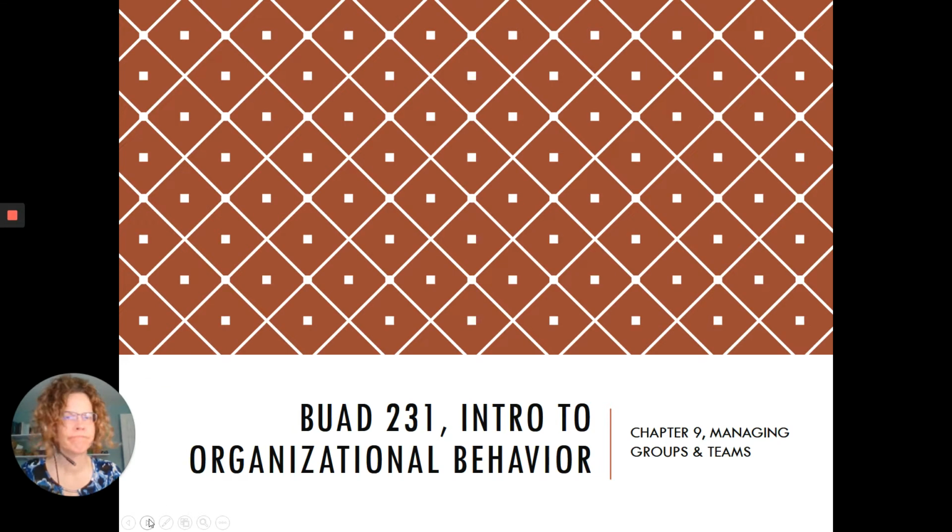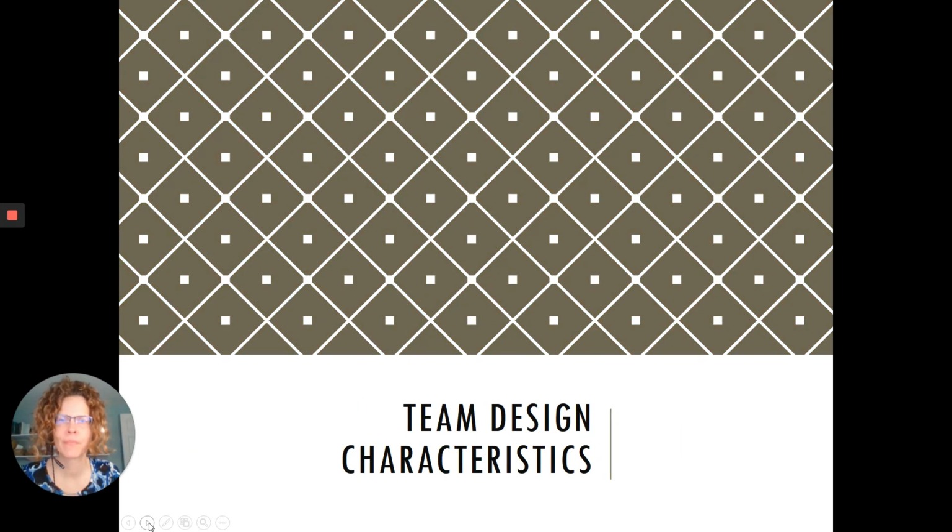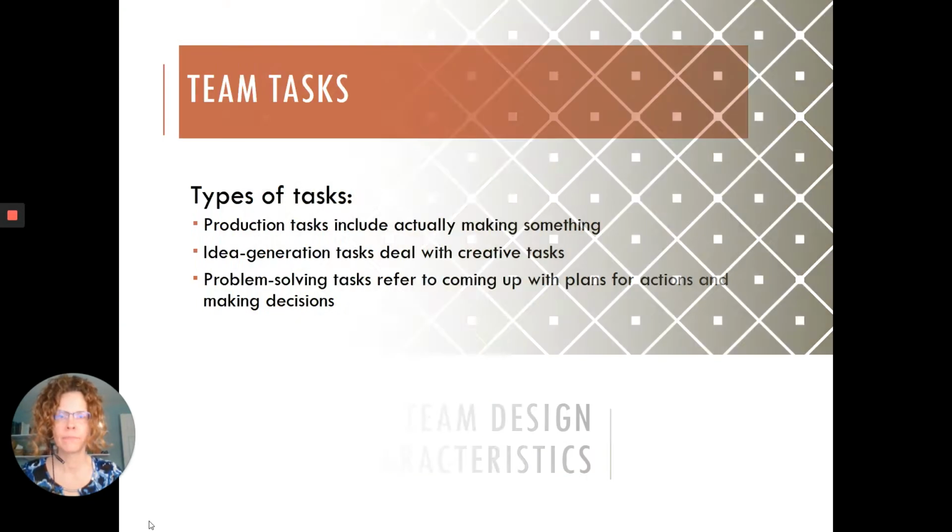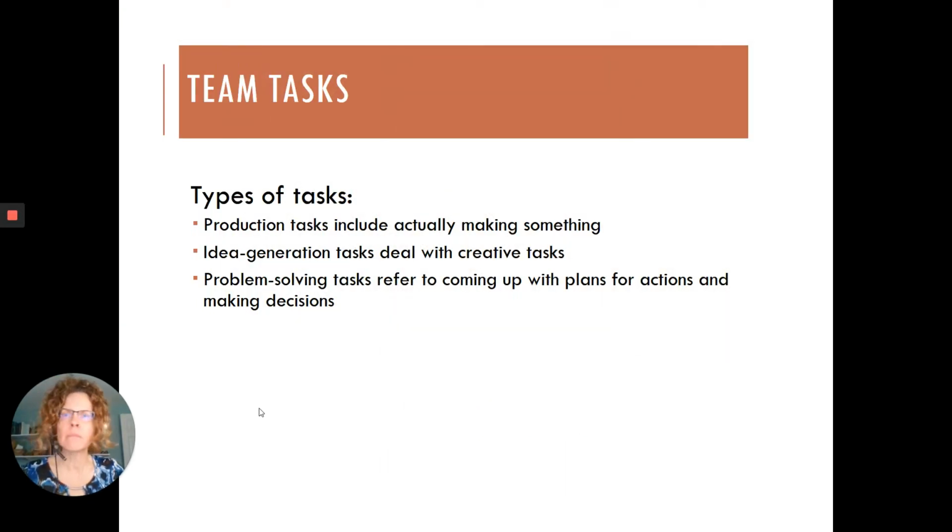Okay, part two of chapter 9, managing groups and teams. In part two, we're going to talk about two different ideas. One, some team design characteristics, and then actually, what does an effective team look like? We'll start by talking about some team tasks.